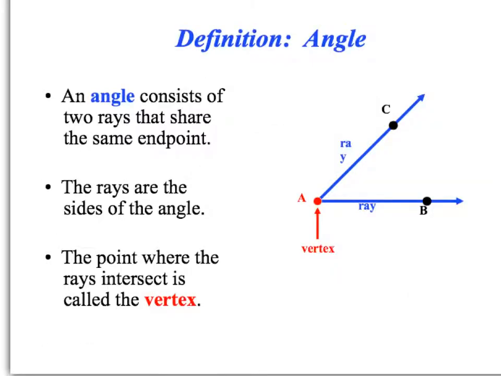So let's get into the geometric definition of an angle. An angle consists of two rays that share the same endpoint. So you have an endpoint here, and then you've got a ray going out that way, and you've got another ray going out that way, and the key is that they share this endpoint. These rays are the sides of the angle. Every angle has two sides. And the point where the rays intersect is called the vertex. So this would be the vertex right here.